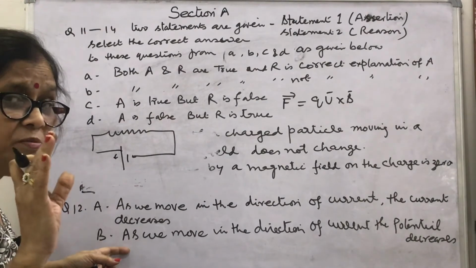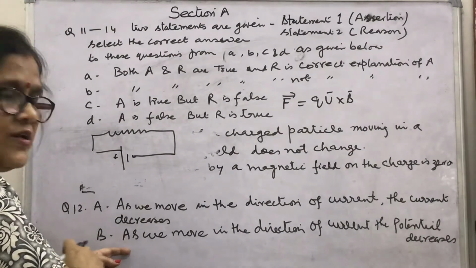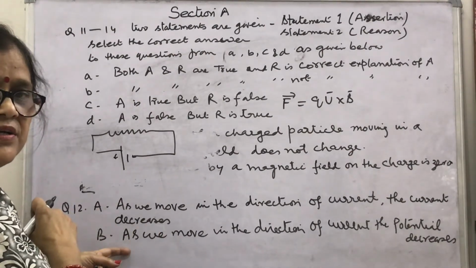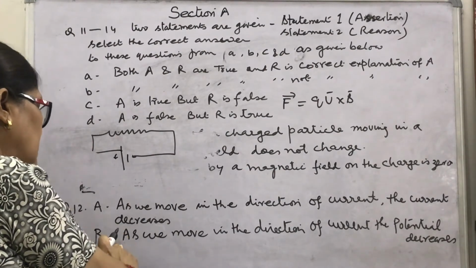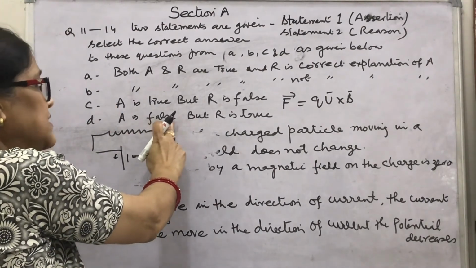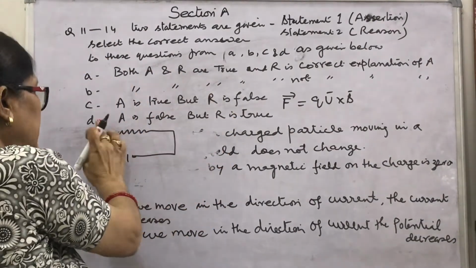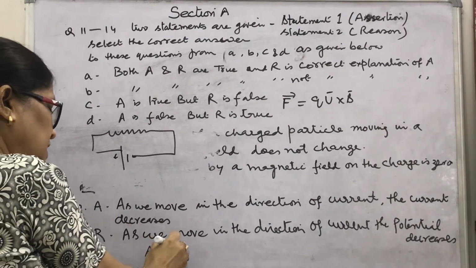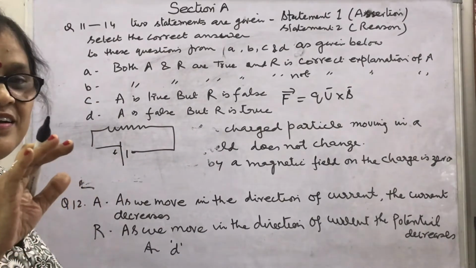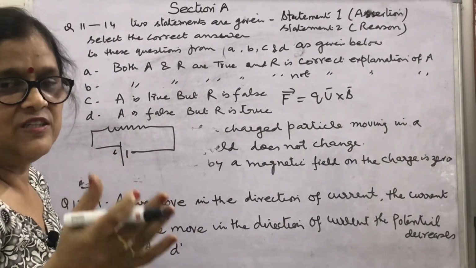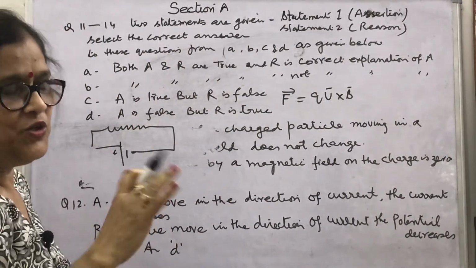So what will be the option out of these A, B, C, D? A is not correct, B is correct. That is, this is not B, this is the reasoning R. So A is false, R is true. Then what will be the correct option? D. So this answer is D. So learn, these 11 to 14 questions are new. In the coming examination, these 4 questions will be of such pattern. So you have to practice.